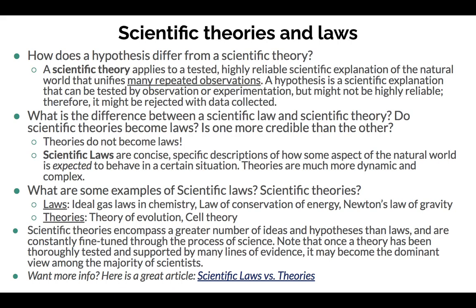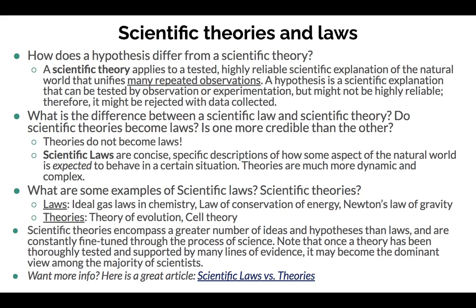Okay. Scientific theories and laws. A theory applies to a tested, highly reliable scientific explanation of the natural world that unifies many repeated observations. Remember, a hypothesis is an explanation that can be tested, but it is not highly reliable. Therefore, it could be rejected with data collected.